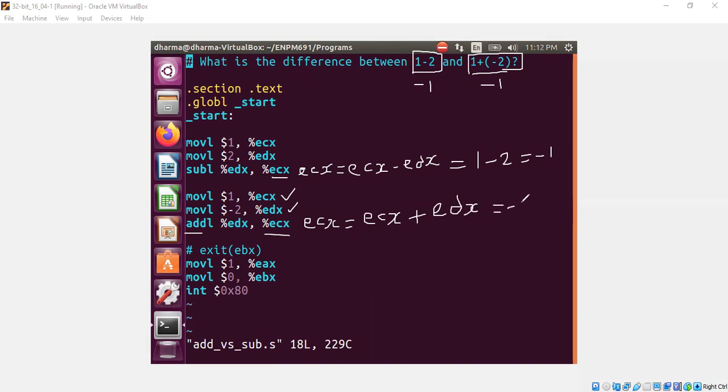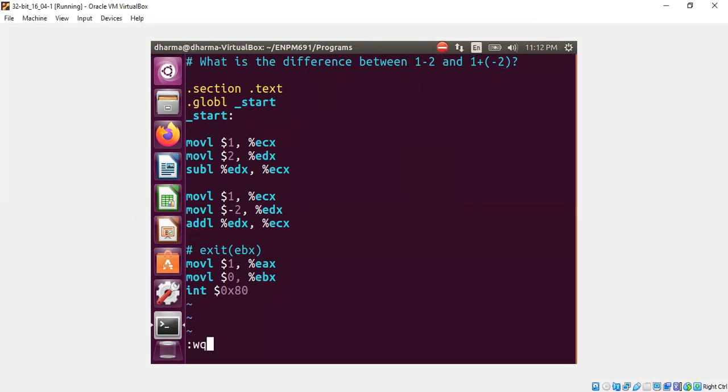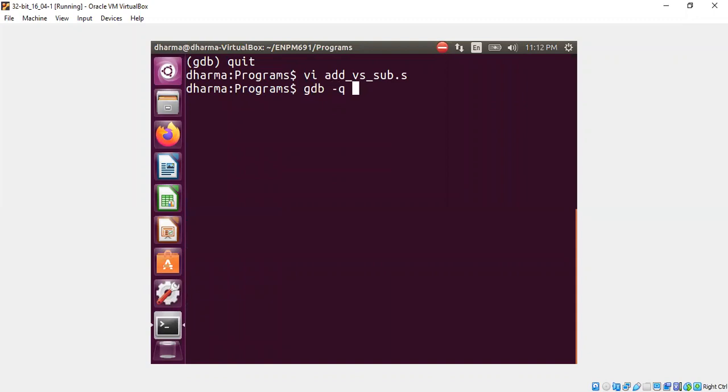All right. Now let's check in terms of flags that are enabled after the subtraction instruction is executed and after the add instruction is executed. That is the goal. Okay, let's get started. I'm going to load this into GDB. I already compiled and linked it, and I got an executable, add versus sub.